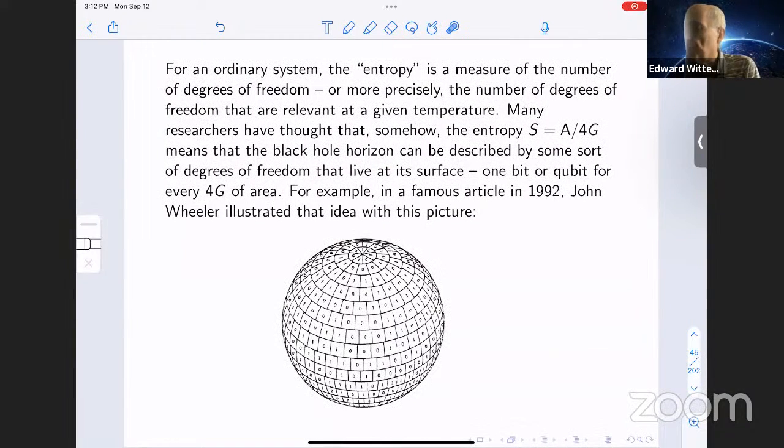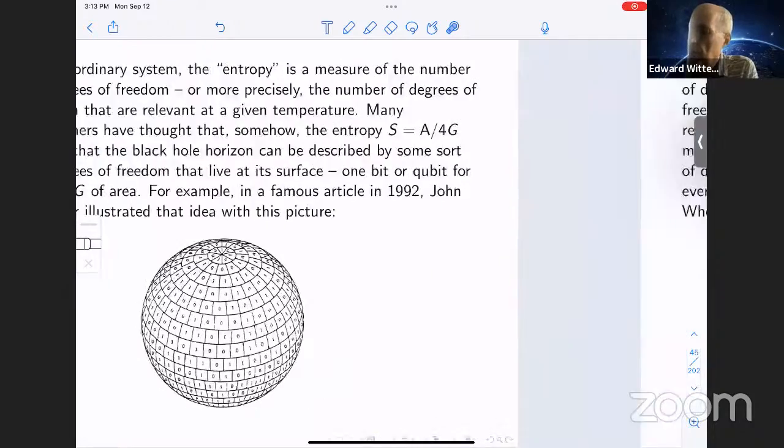For instance, in a famous article in 1992, John Wheeler illustrated that idea with this picture. He visualized the horizon of the black hole, a two-sphere, which he divided into little units of area, and he imagined a bit, a 0 or 1, in each unit area. And his idea was that a bit results from measuring a qubit, a quantum bit. Now, as I said, this article was published in 1992. Wheeler had been Bekenstein's advisor, and my guess is he'd been drawing this picture for 20 years.